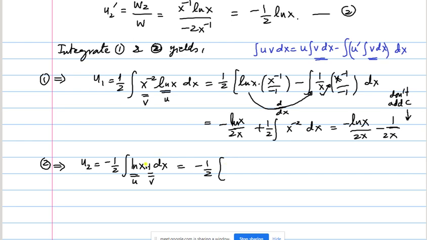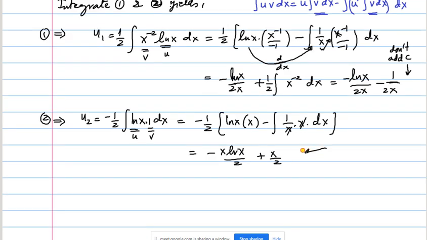Now minus 1 by 2, again u as it is, integral of v minus derivative of u integral of v dx. Okay, so the integral of v is x. So you got minus x log of x by 2, and here x and x cancel, so you got just minus x, so it will be just plus x by 2. So again, do not add c here. We will not add c here, because we are solving a differential equation. We will add c in our solutions.